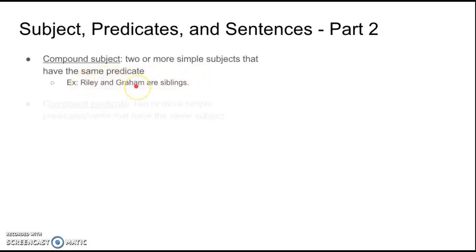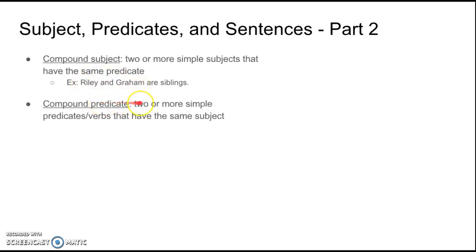1, 2. What about a compound predicate? Well, that's 2 or more predicates or verbs that have the same subject. For example, they enjoy waking up at noon and eating cereal. The subject is the same, they, and the predicates would be waking up at noon and eating cereal.